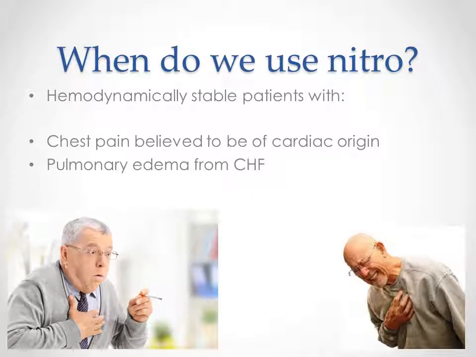So when do we use nitro? We use it in hemodynamically stable patients, that is, patients with a blood pressure over 100 millimeters mercury systolic with no active bleeding, who are experiencing chest pain believed to be of cardiac origin, or pulmonary edema from congestive heart failure. Do not use nitro if pulmonary edema is from non-cardiac causes, such as high-altitude pulmonary edema or adult respiratory distress syndrome.